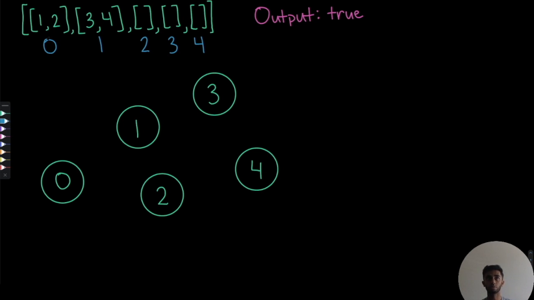We know that from room 0, you can get to room 1. So we have a directed edge from 0 to 1. We also know from room 0, you can get to room 2. So we'll have another directed edge going from 0 to 2. Then we know that from room 1, you can get to room 3. So we have a directed edge in that direction. And similarly, from room 1, you can get to room 4. So we have another directed edge. And that's it. All these other subarrays here are empty. So these are all the edges that we need to model in our graph.